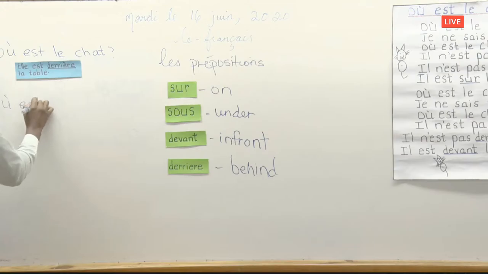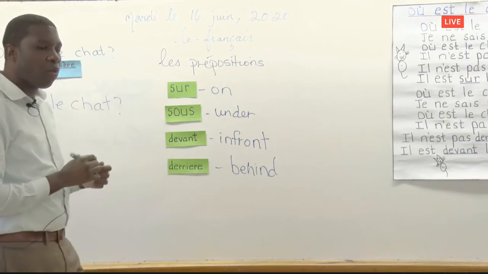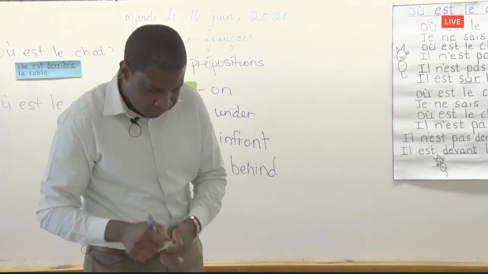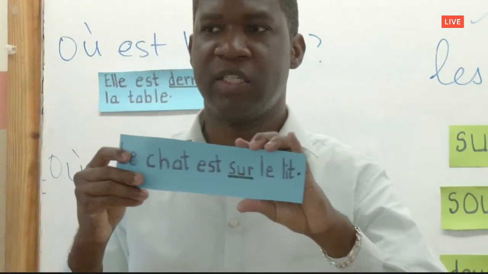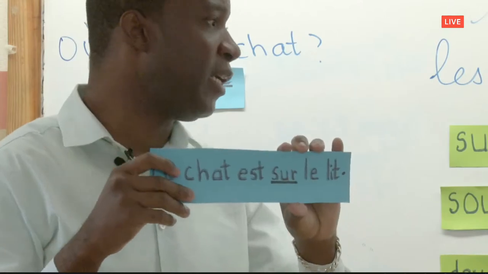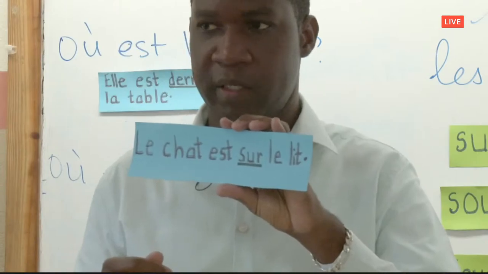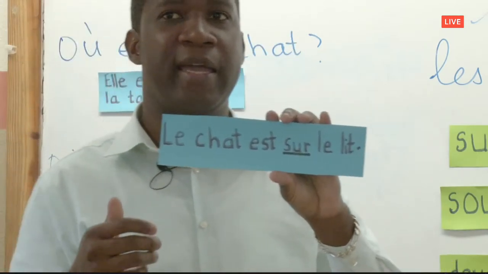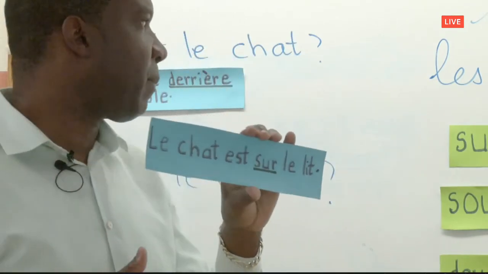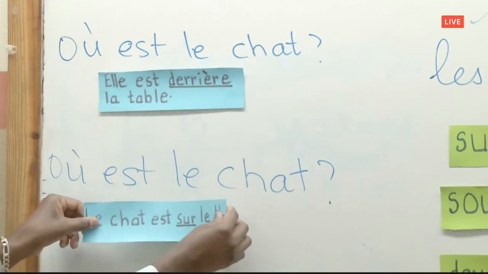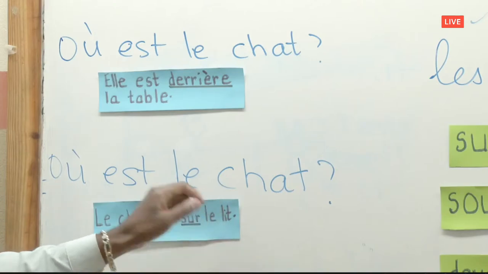Où est le chat? Same question. Where is the cat? Le chat est sur le lit. So we have another preposition here. Sur le lit. Le chat est sur le lit. The cat is on the bed. Okay? Où est le chat? Le chat est sur le lit.